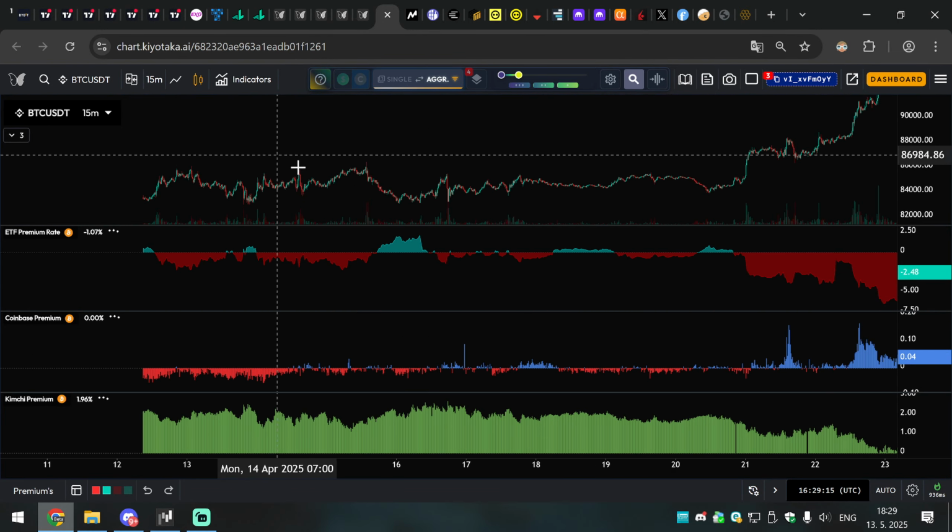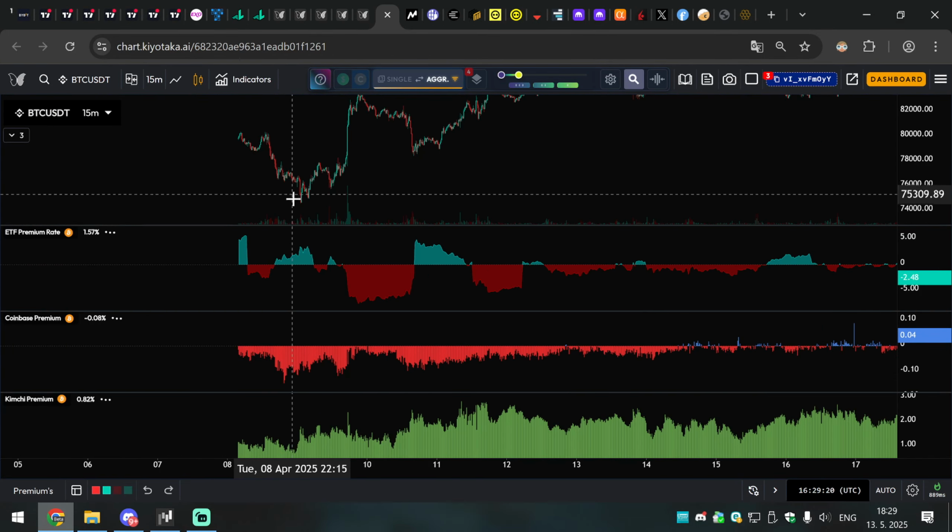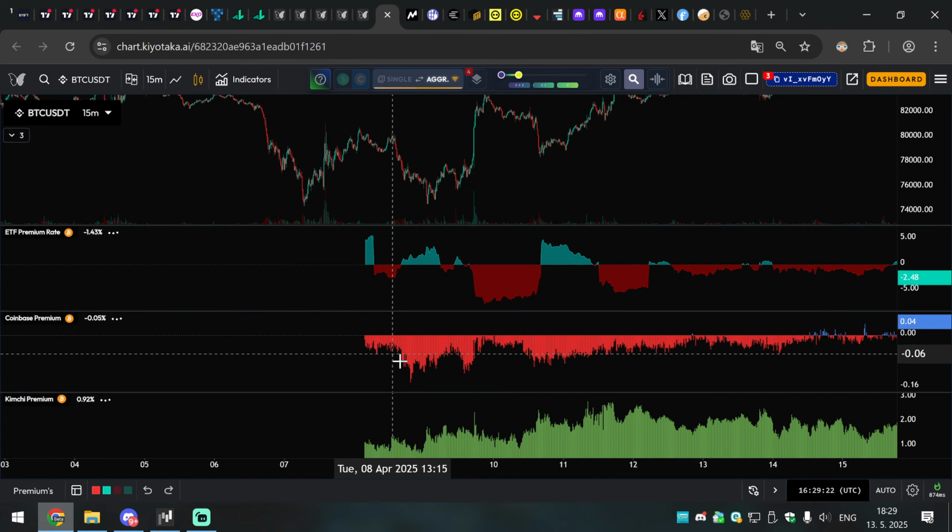Now let's have a look at a very different market. When this was also consolidation, look at that. This was peak fear. Yeah, look at those outflows. Oof.